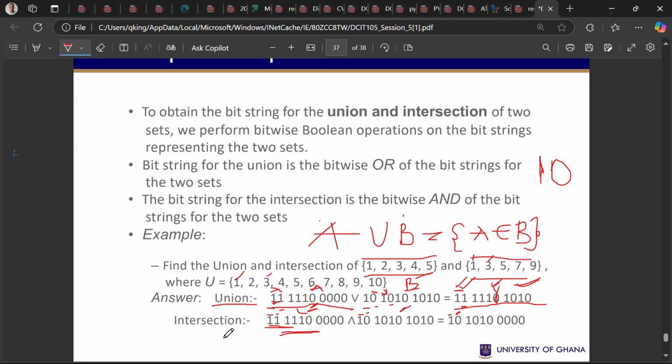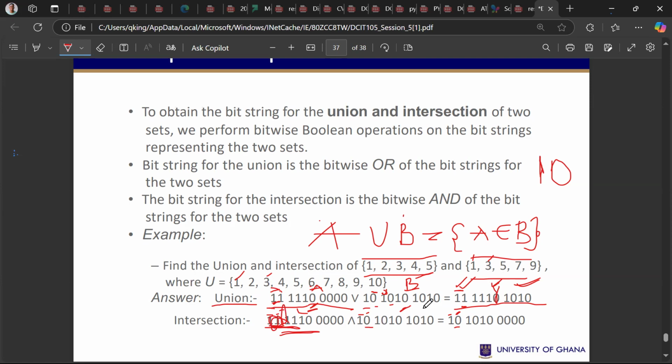With what I was saying about the intersection, let's take the first two: 1, 1, and then 1, 0. The reason it is 0 is not because we are replacing it with this 0. It is because this 0 and this 1 are not the same. That is why it is 0.